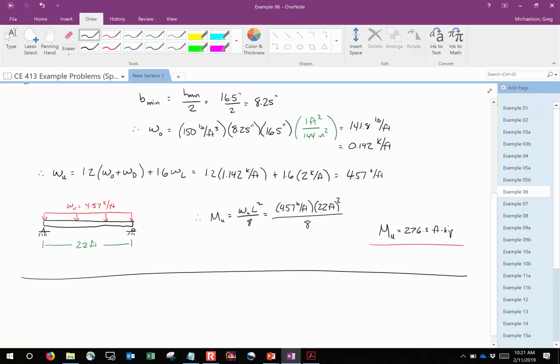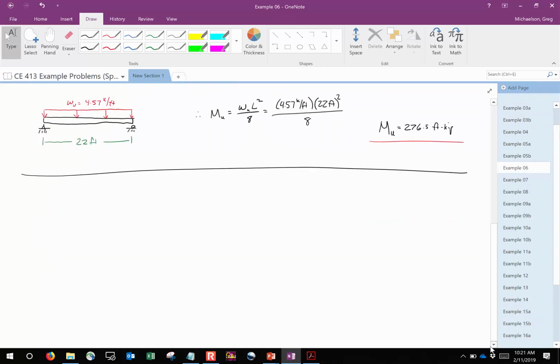Now remember, this is based on an assumption, okay? We guessed what the beam self-weight looks like. So when it's all said and done, we might need to change that number, especially if the beam ends up being bigger than what we guessed, okay? But I just want you to keep that in the back of your head. Sound good?